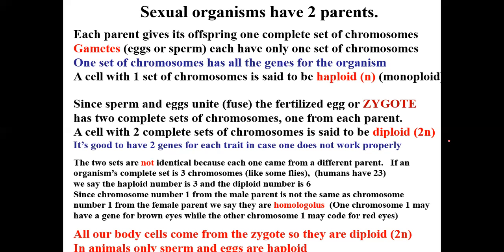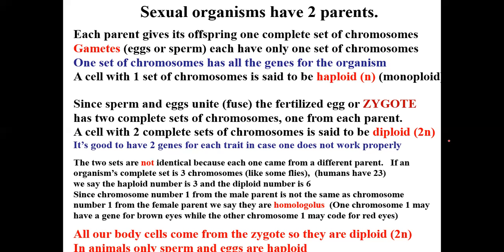Since sperm and eggs do unite, they fuse together in the process called fertilization, or sometimes it's called syngamy. The fertilized egg is called a zygote. The zygote has two complete sets of chromosomes, one complete set from each parent. A cell that has two complete sets of chromosomes like that is said to be diploid, or 2N.